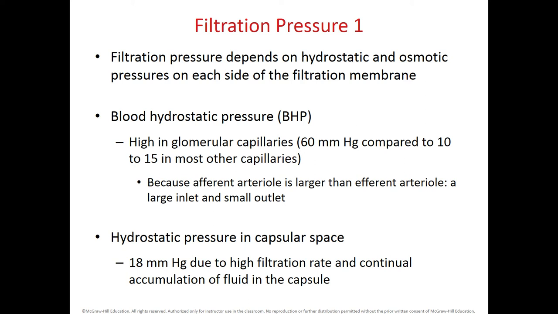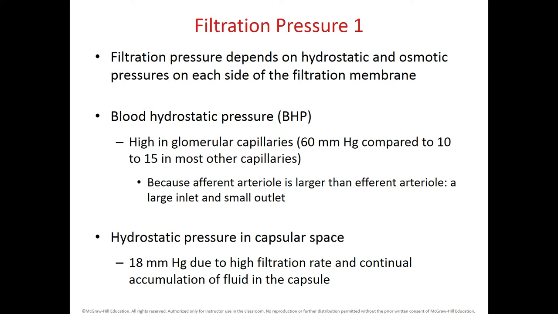Now, filtration happens due to two major pressures. So we have hydrostatic pressure and osmotic pressures on each side of the filtration membrane. The name of the hydrostatic pressure specifically is going to be called blood hydrostatic pressure, or BHP. And this BHP is going to be high in the glomerular capillaries. So you will have in the glomerular capillaries 60 millimeters of mercury, or BHP.